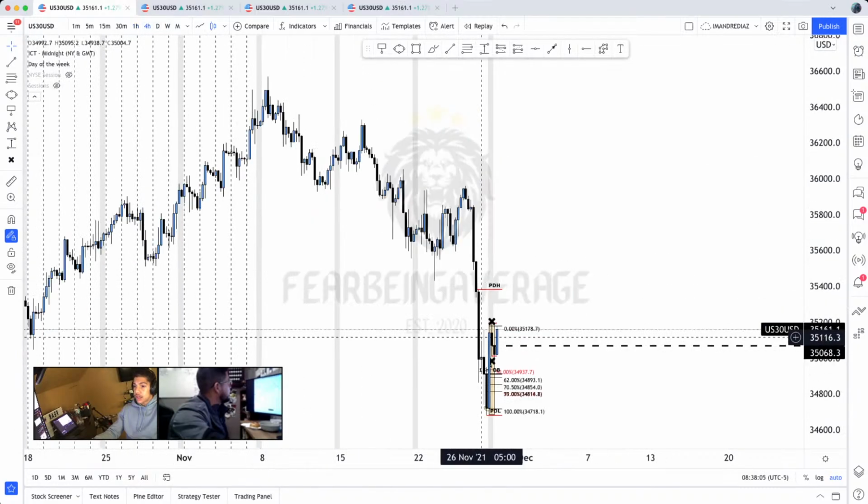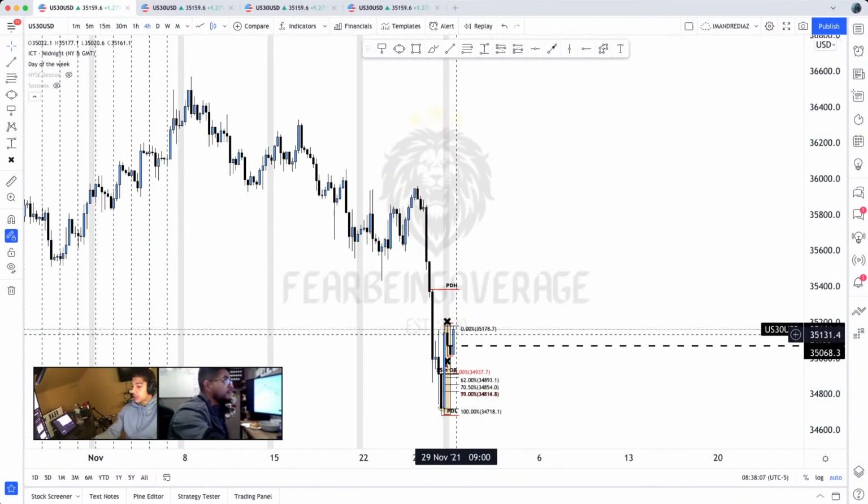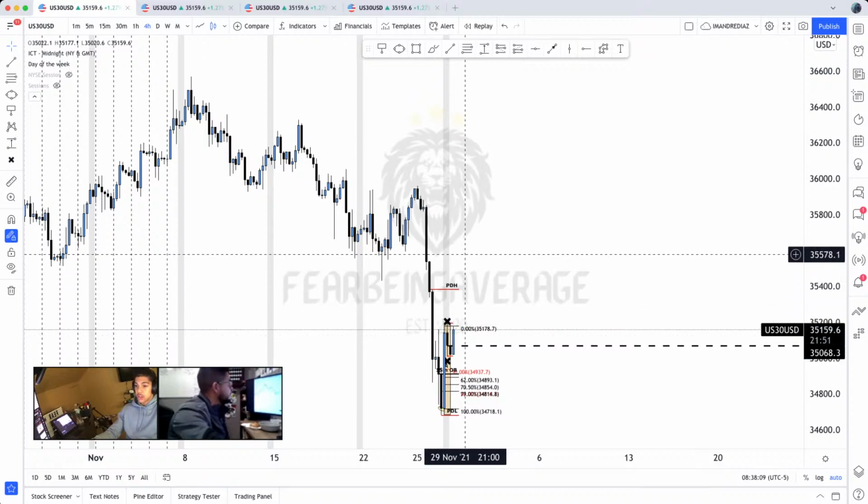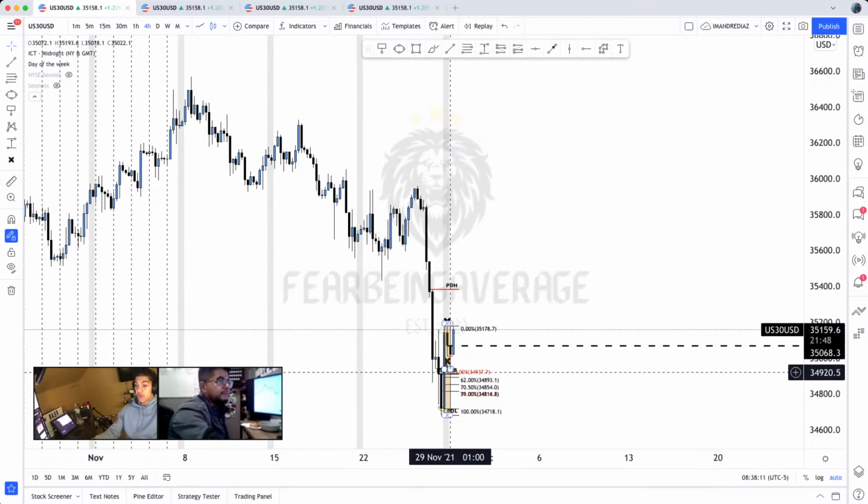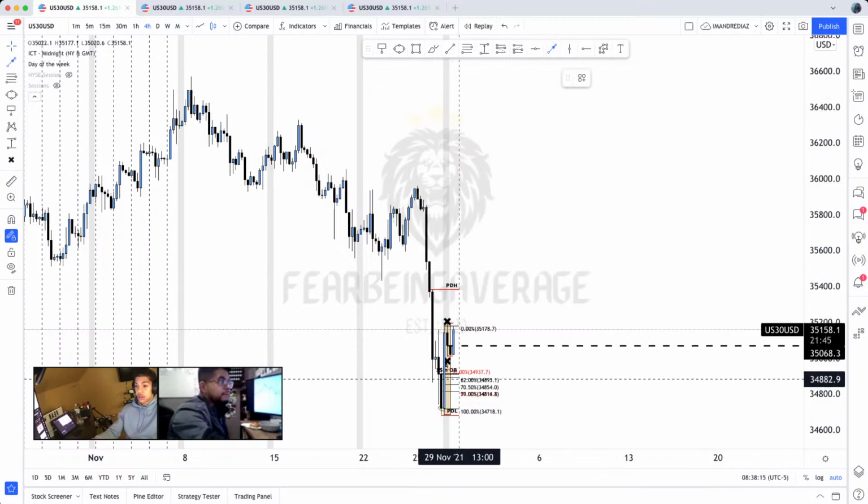Now you see that it's starting to look as if price is going to try to fill in this range. So it could be a better probability to wait for price to fall lower to get a good buy entry to then try to capitalize on all of this right here.